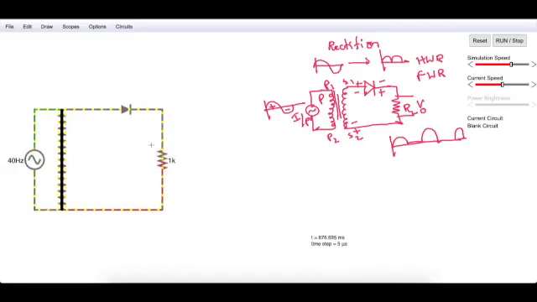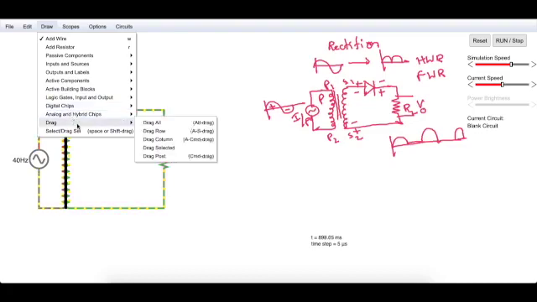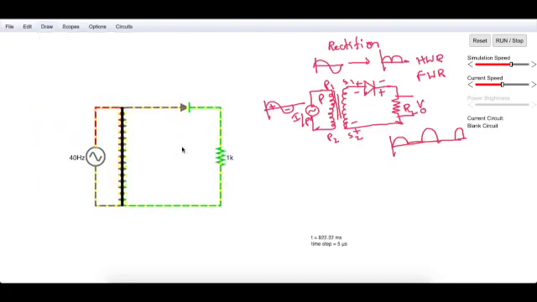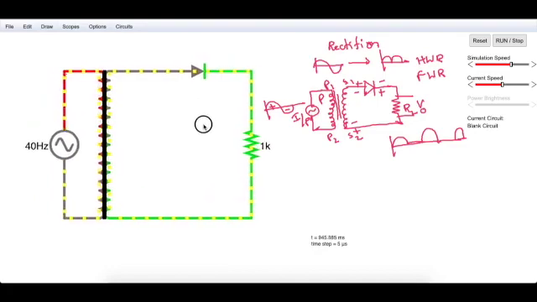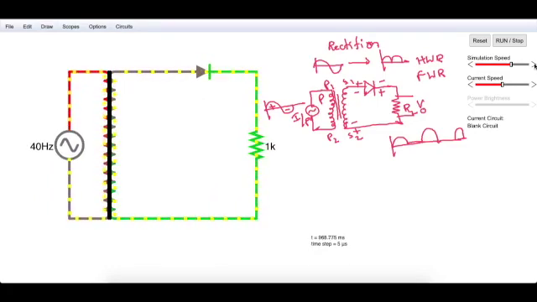For a clearer understanding, I will increase the simulation speed. Now look at the simulation. The current through the diode is flowing in a particular way. For a particular time it is flowing, and at some other time it is not flowing.